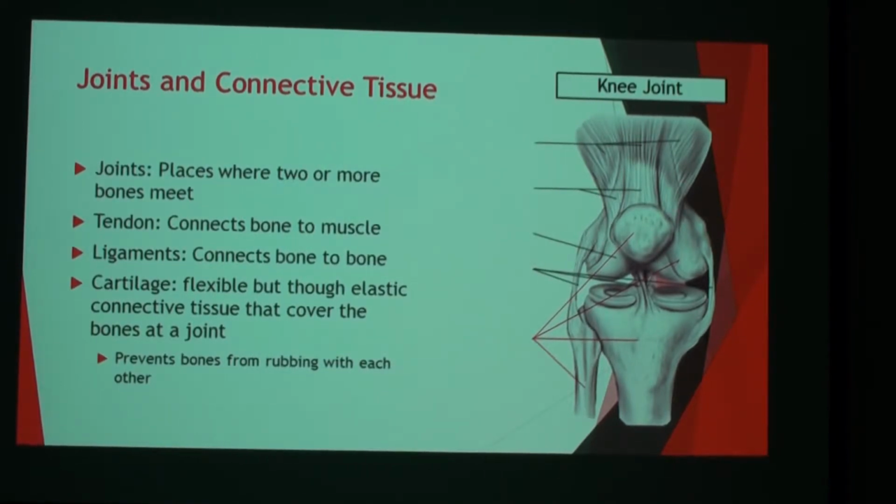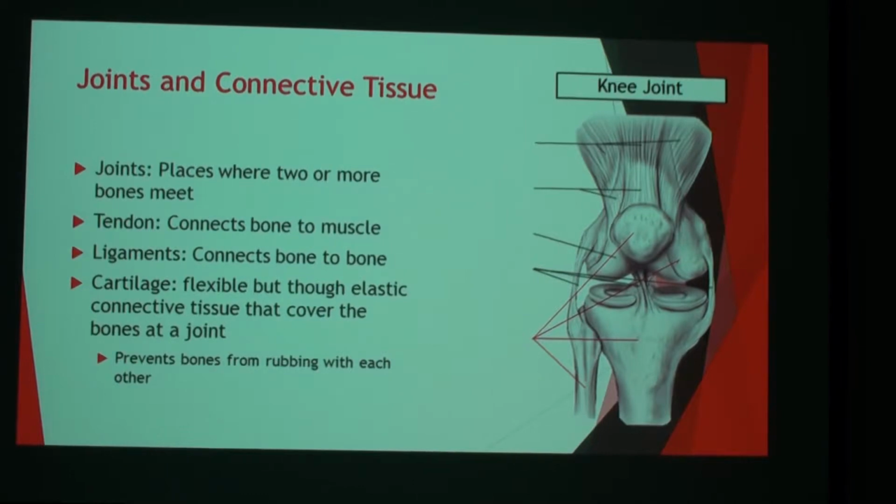Now we turn to the joints and connective tissue. To start with, I'm going to give you the definition of a joint, which is a place where 2 or more bones meet. Some of the connective tissue that we have are tendons, which connect the bone to a muscle, and ligaments, which connect a bone to bone.